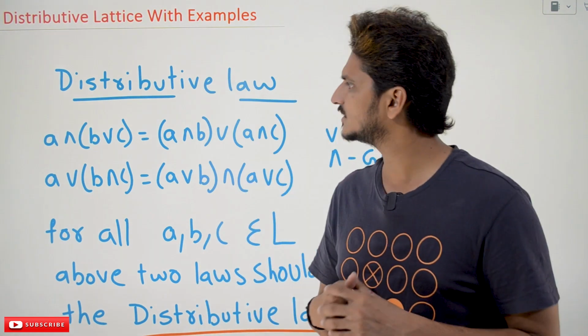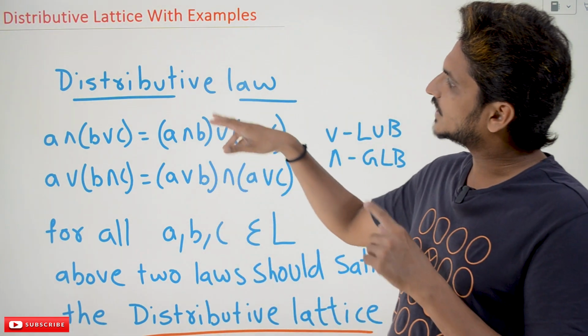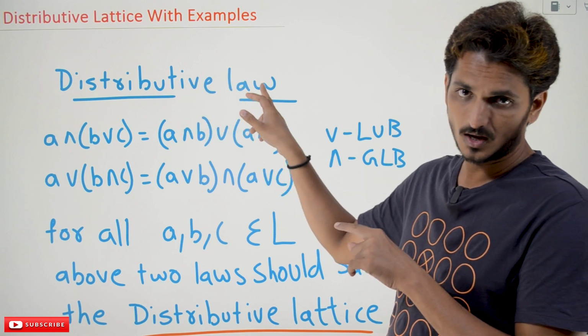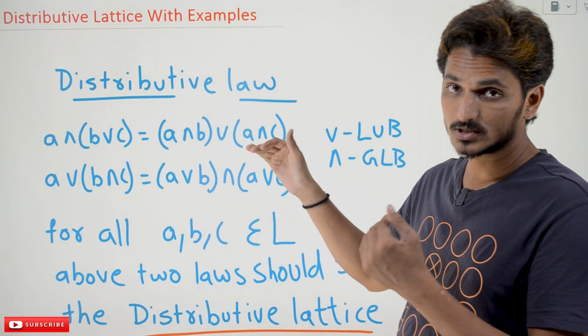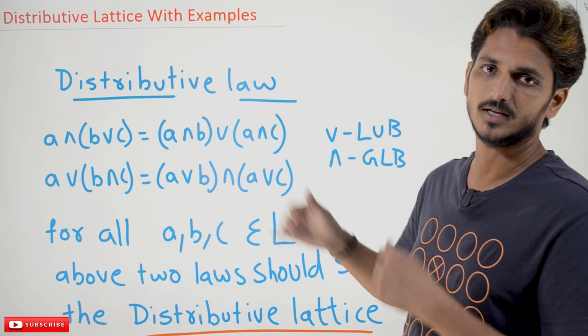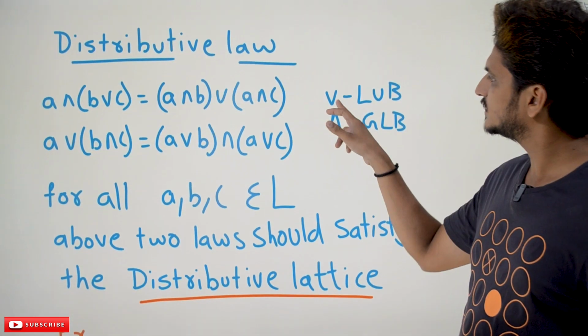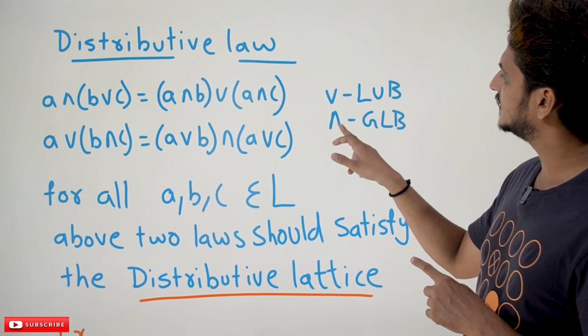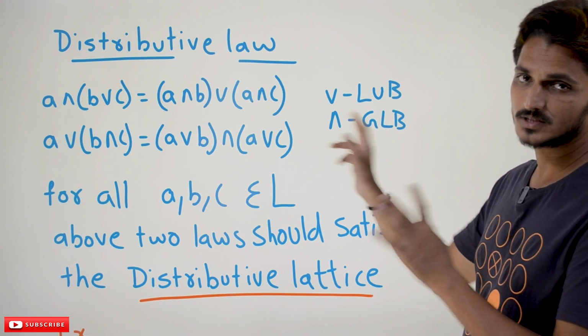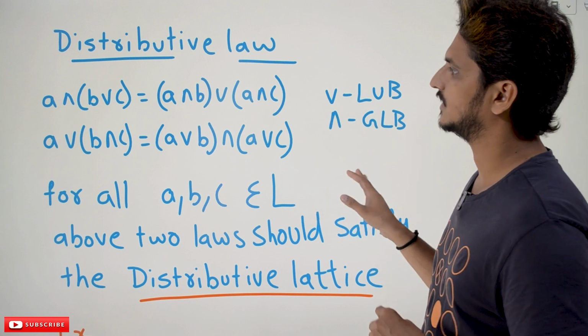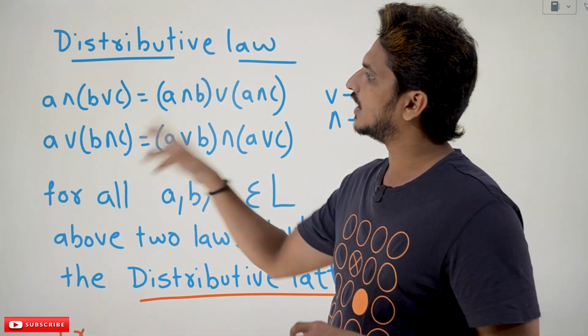Coming to today's class, first we need to understand what is meant by distributive law. Then with that, we are going to understand the definition of distributive lattice. So these are the symbols we use for least upper bound, and this is for greatest lower bound. We have done some examples in our previous class. So what is distributive law?